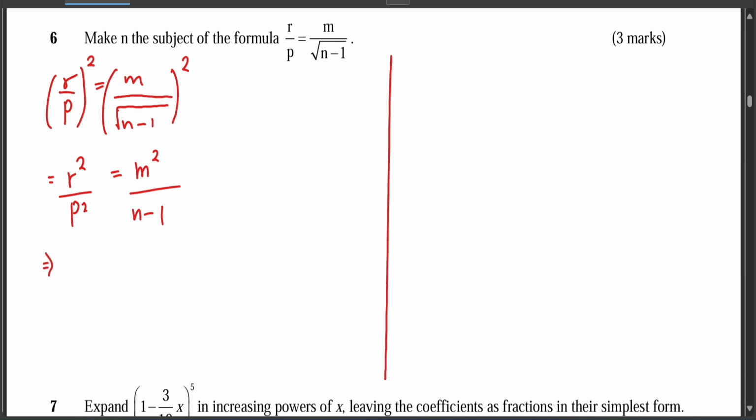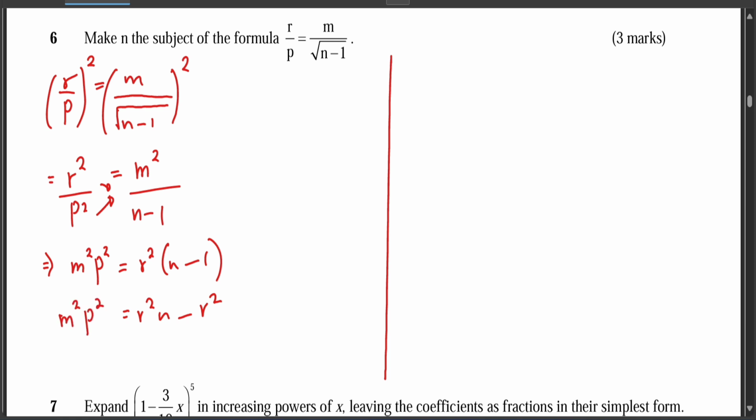So you cross multiply, so p squared will cross multiply to m squared, giving you m squared p squared, and for r squared you multiply by n minus 1, so equal to r squared over n minus 1. Now you can open up if you want: r squared times n, r squared times negative 1, so m squared p squared.